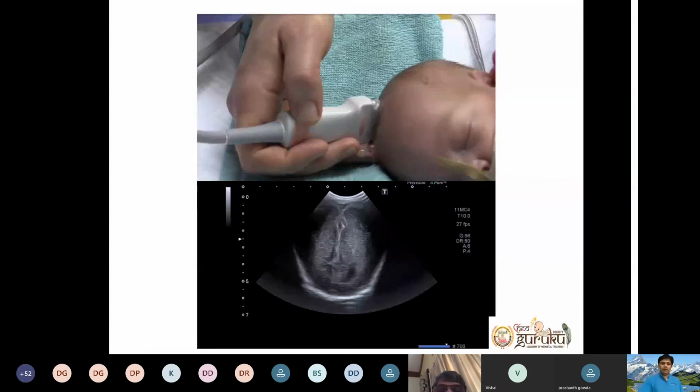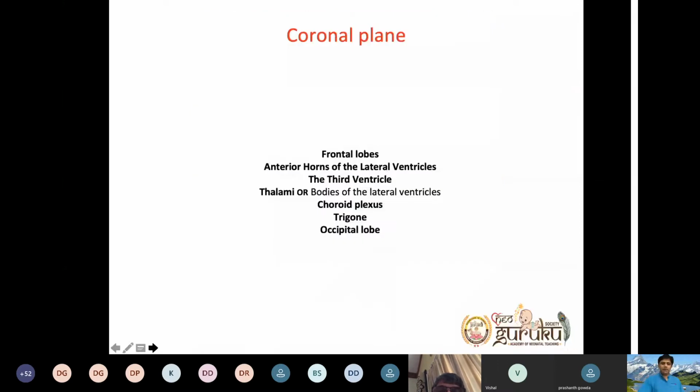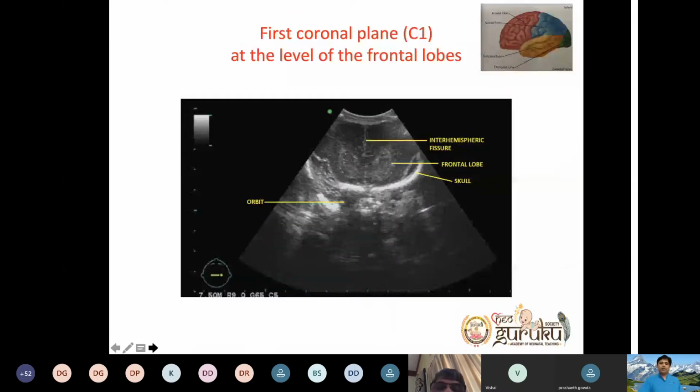This is how it looks like. Now we'll move on to the first section, section C1. That is, we are cutting the brain.